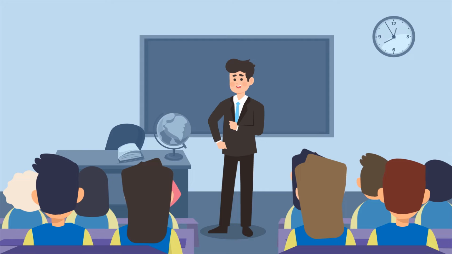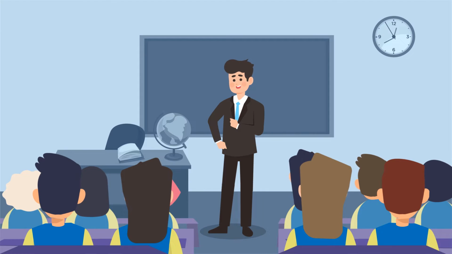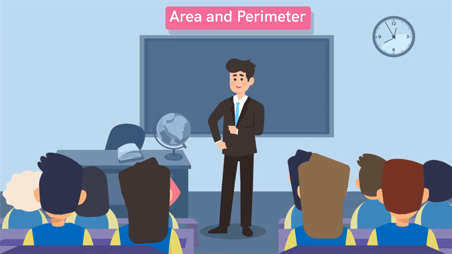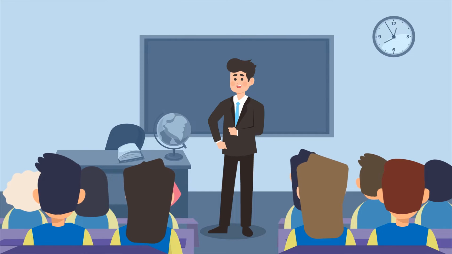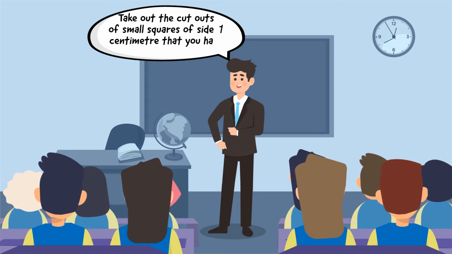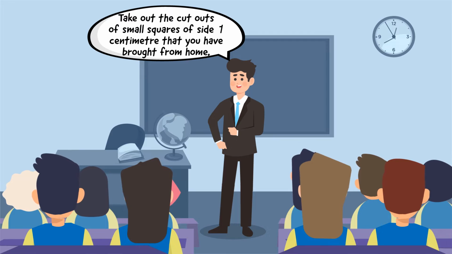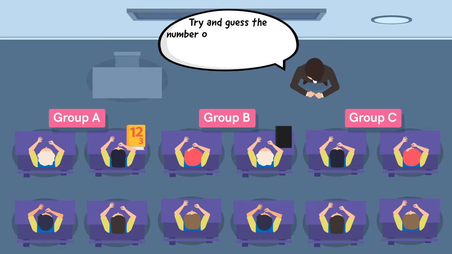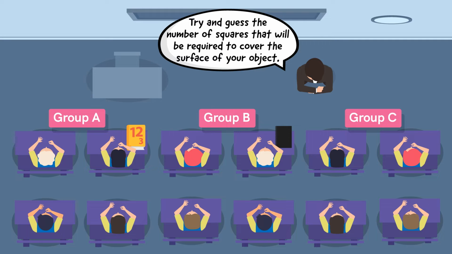In the previous session, we initiated an activity as a continuation of the discussions in the class to determine the area and perimeter. Let's quickly rewind the activity that we initiated. First, we asked the students to get the cutouts of small squares of side 1 centimeter from home. Then, we divided the class into 3 groups and provided each of them with an object. Following this, we had asked them to try and guess the number of such squares that will be required to cover the surface of their object.